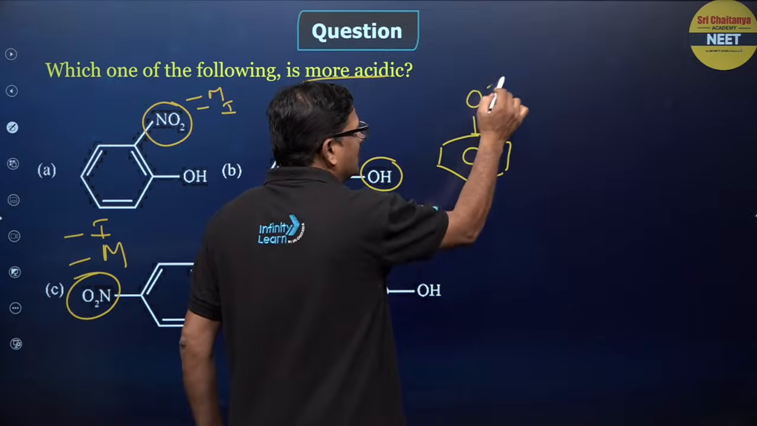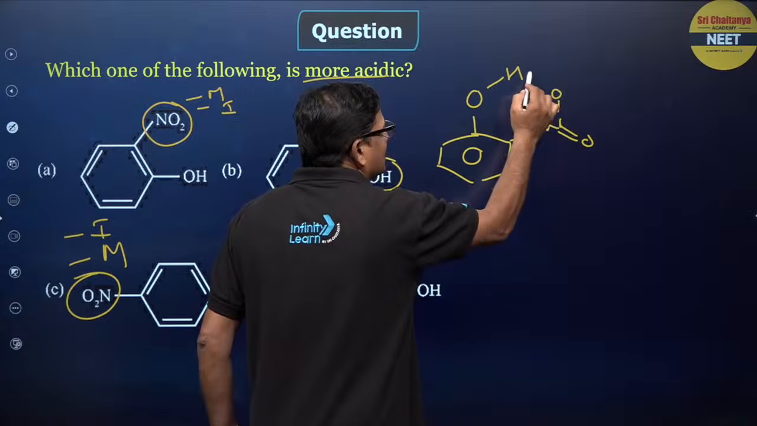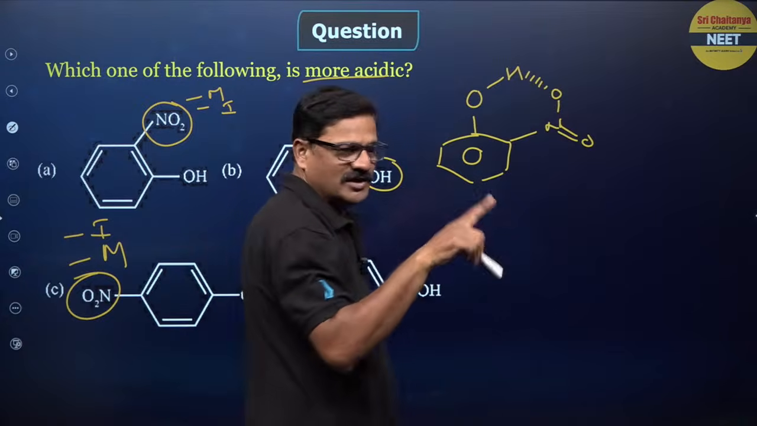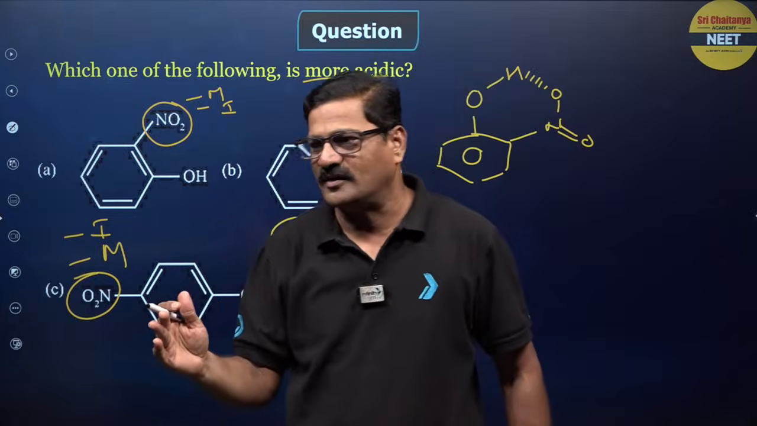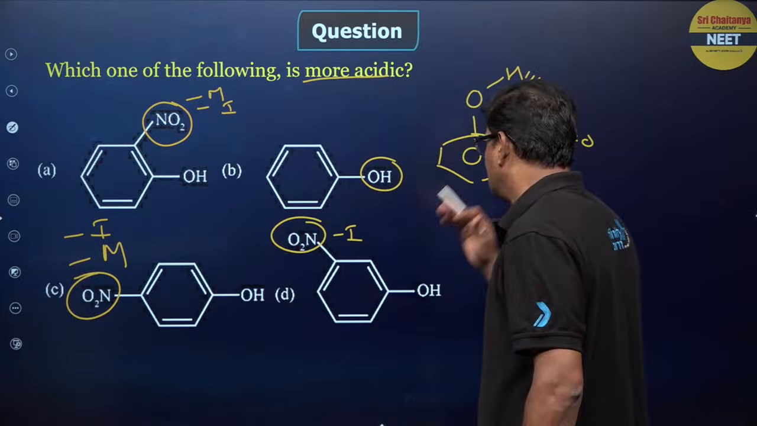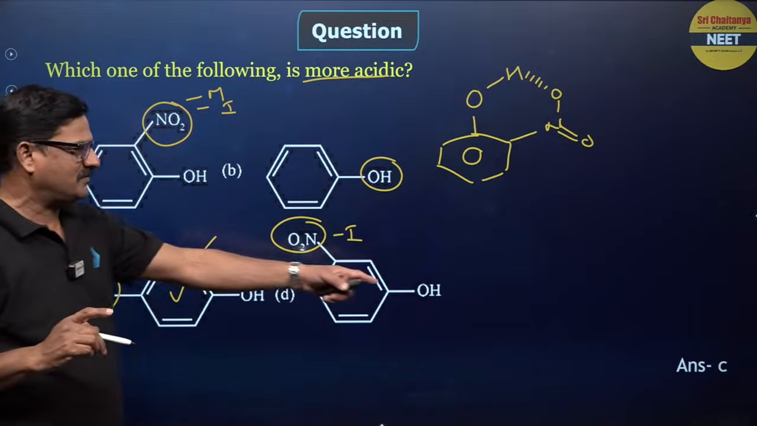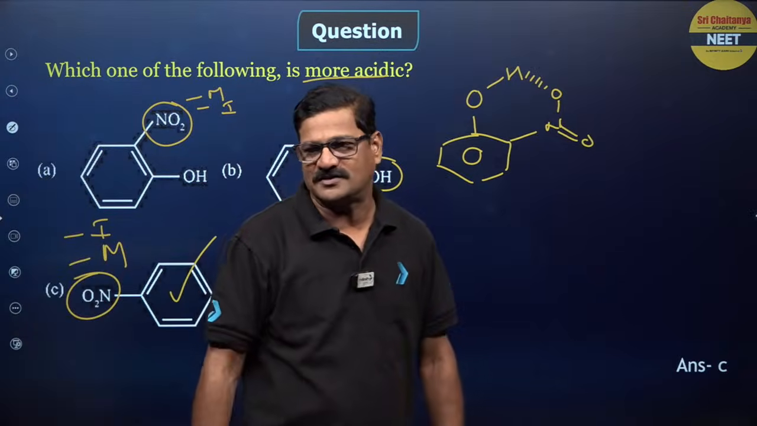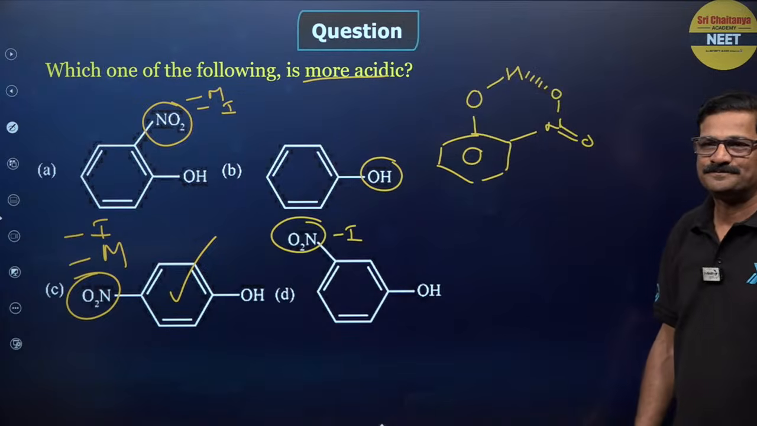ortho-nitrophenol is expected to be more acidic, but the thing is there is intramolecular hydrogen bonding. Because of the intramolecular hydrogen bonding, it is less acidic. By leaving that, I would like to say para-nitrophenol, option C is the correct answer for this question. Any doubt? Any doubt, bacho?